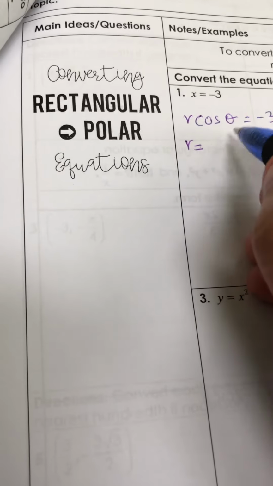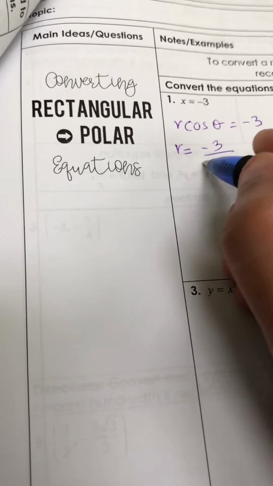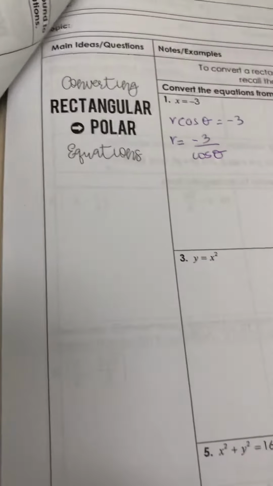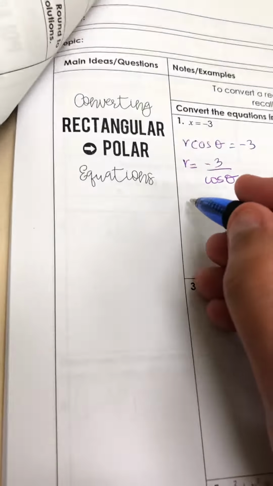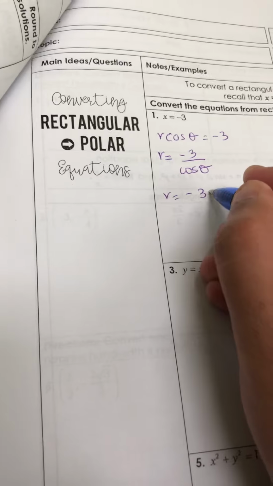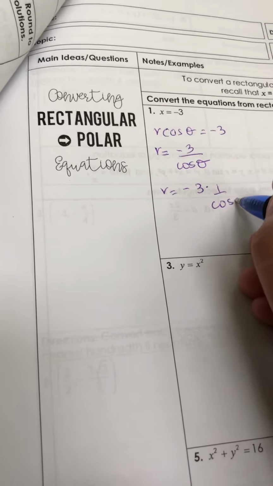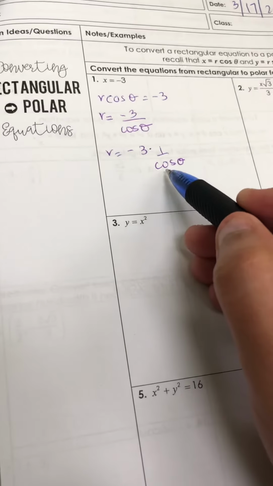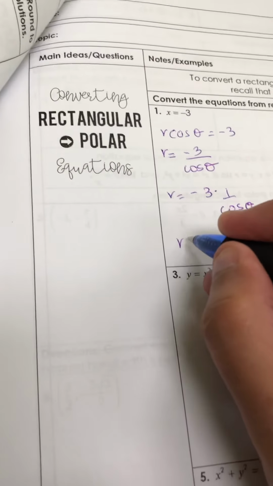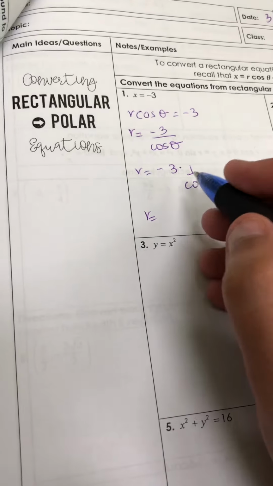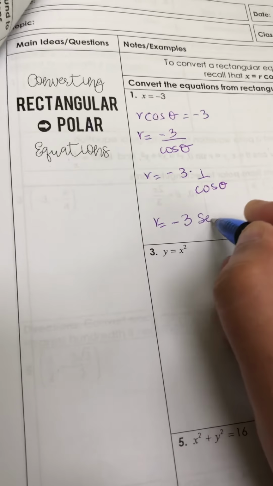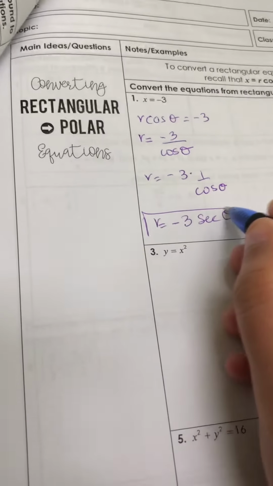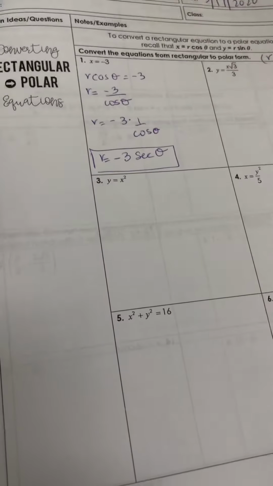So I'm going to isolate this r. I will have r equals -3 over cosine theta. What I did, I divided both sides by cosine theta. Now I know that I can write it as r equals -3 times 1 over cos theta. 1 over cos theta can be written as secant theta, right? So my equation is r equals -3 secant theta. This is my final polar equation.